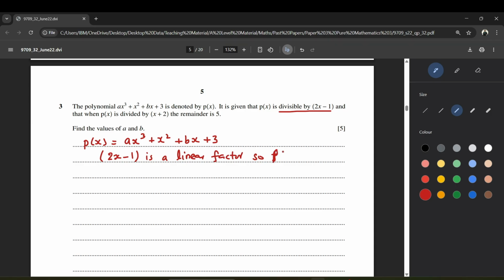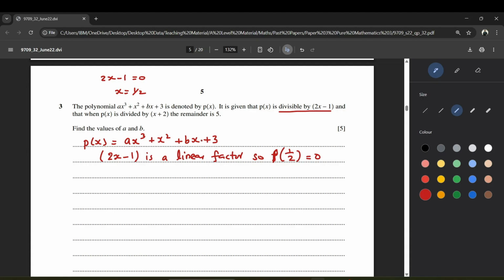So p of 1 upon 2 will be equal to 0. Because look, this is 2x minus 1, right? So if I say that 2x minus 1 is equal to 0, the value of x will be 1 upon 2. And how do we know this? We studied this back when we studied the factor theorem. So this is the factor theorem being applied.